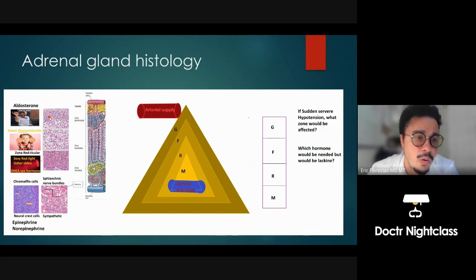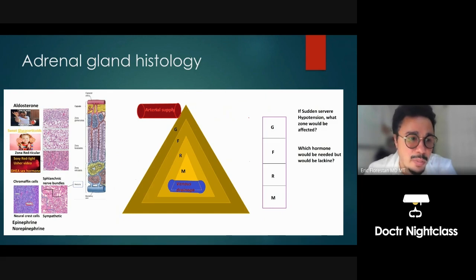So is there a hormone released in this area? Yeah, we actually know the hormone. This is where aldosterone is released. Aldosterone's mechanism of action: it reabsorbs sodium, so you can say it's salty. It's salty, and you have this cake here.